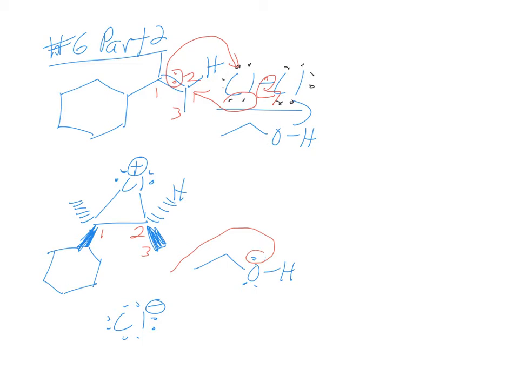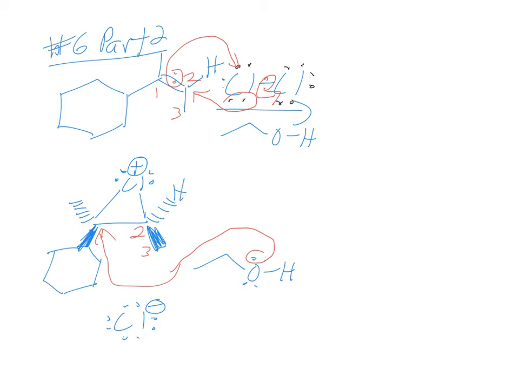Now there's something else though. From what angle are they going to attack? The opposite side. Why is that? Why does this have to go from the back side? Because that's where the anti-bonding orbital is. Remember, where's sigma star? Sigma star is 180 degrees away from the sigma bond.